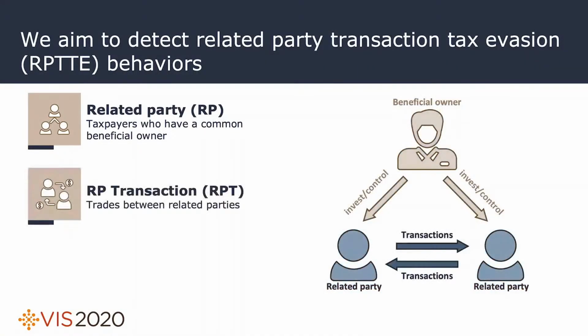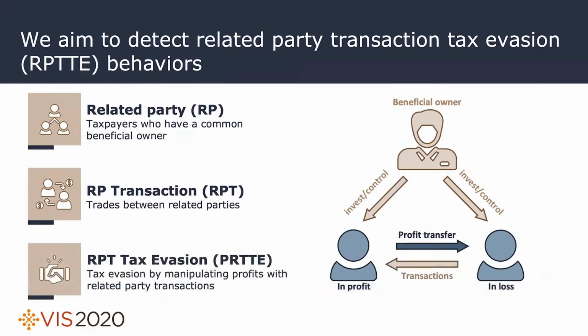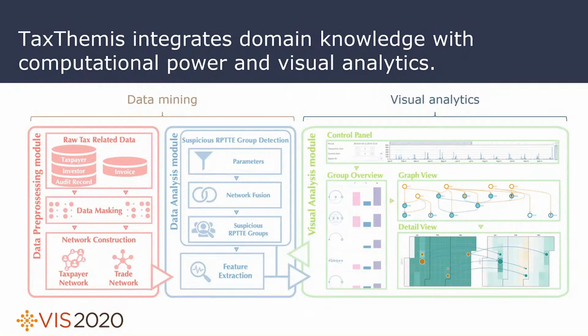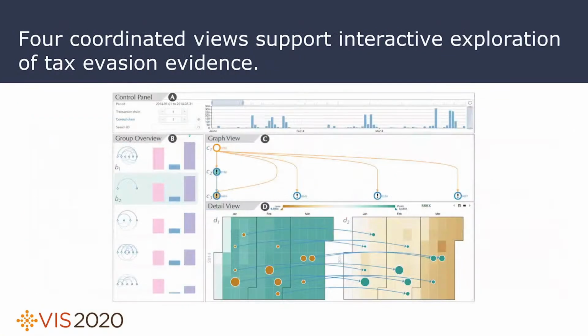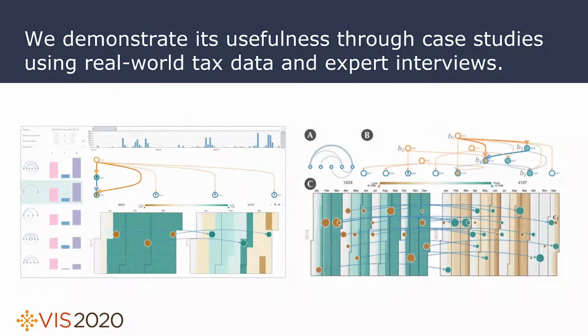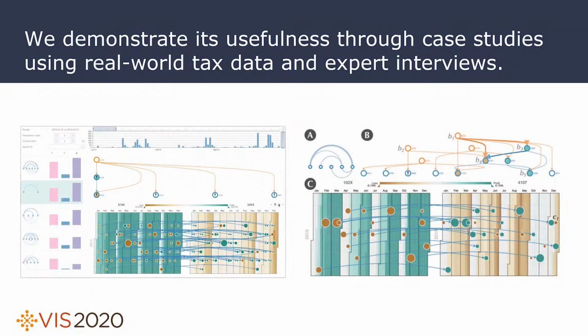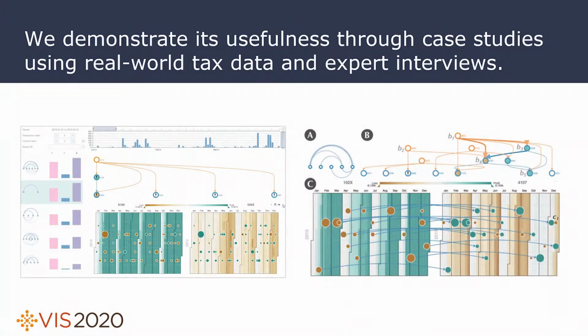TaxIMIS is an interactive visual analytic system to help tax officers identify suspicious tax evasion groups. The system integrates the traditional data mining algorithm and visual analytics techniques. Four coordinated views are provided to support interactive exploration of tax evasion evidence. We demonstrate its usefulness through case studies using real-world test data and expert interviews.